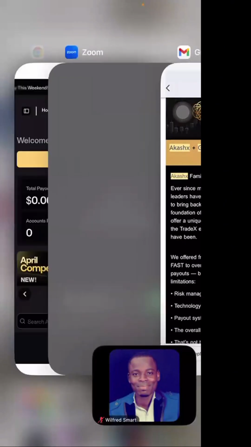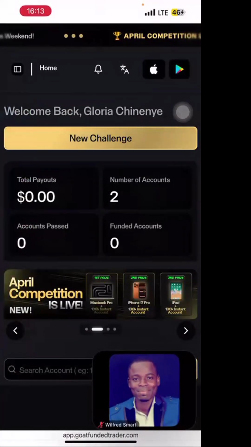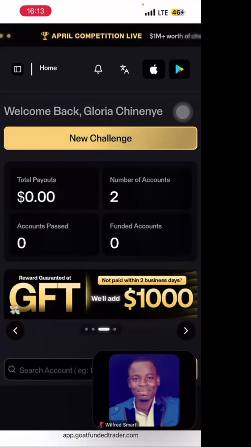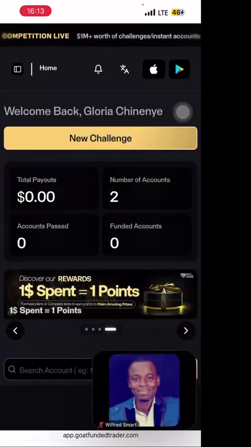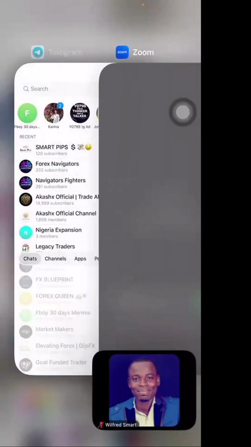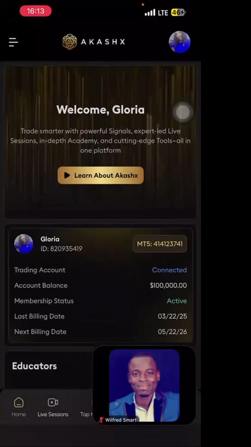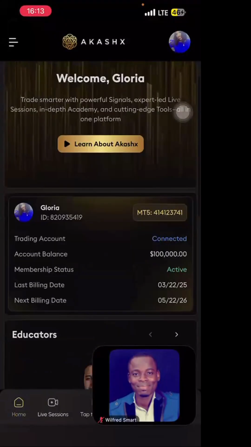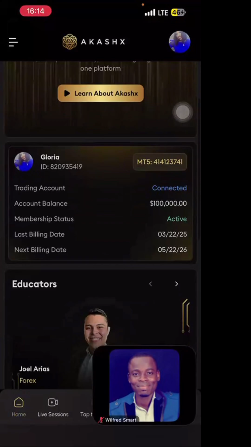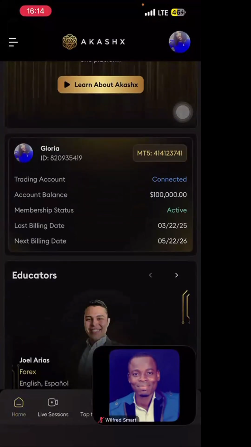So this is it, and this is my GoatFunded account. You can see my name here. They gave me two accounts, 100K and 100K, because I have two emails and two accounts with Akashx. And guess what? When they gave me this account, I connected it to my Akashx account. This is my Akashx, and Akashx will help me trade this account. See, the $100,000 account given to me by GoatFunded is already connected to Akashx. You can see it here, connected, $100,000.